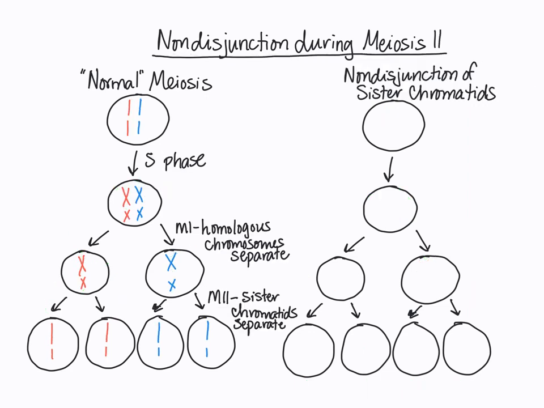So now let's take a look at what happens when non-disjunction happens during meiosis 2. So once again, I drew out the normal meiosis on the left-hand side here so that we can have that as a reference. If we take a look at this diagram on the right, we're going to start out the same way that we do with normal meiosis. So we have our paired homologous chromosomes, and those chromosomes go through the S phase so that they now look like the letter X.